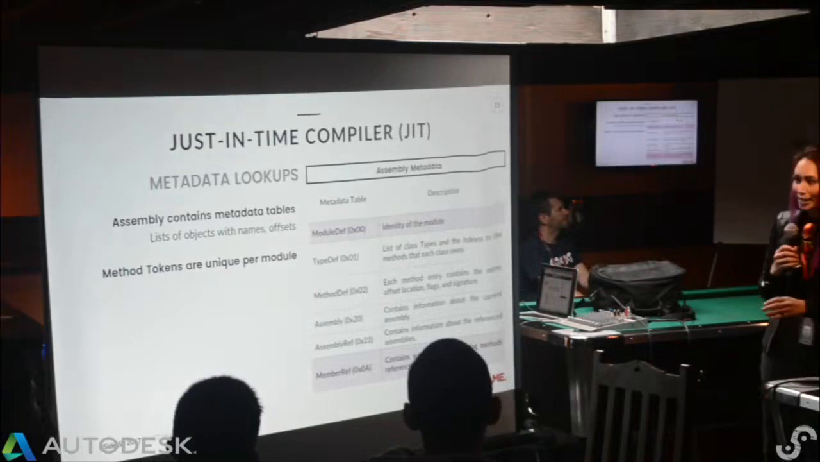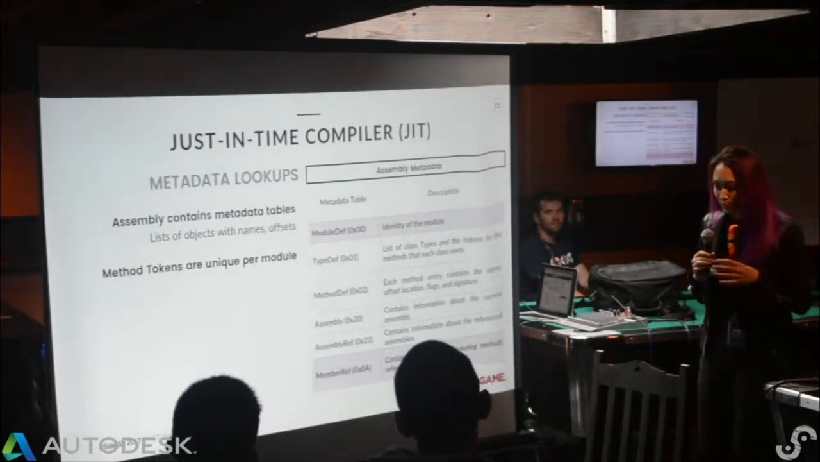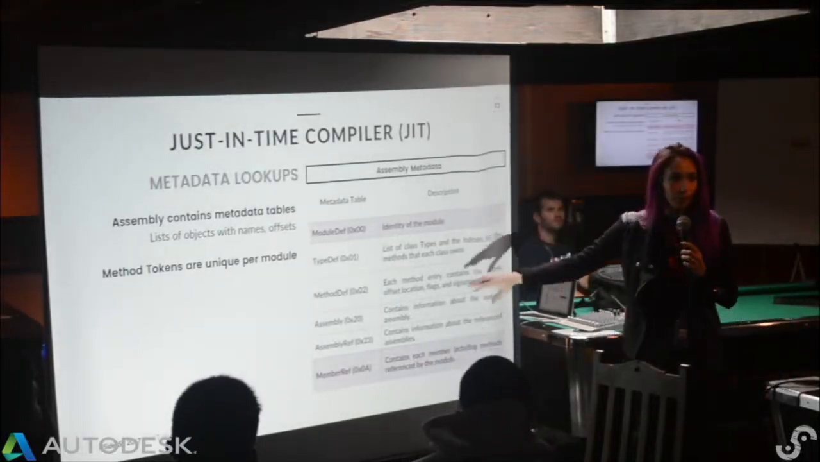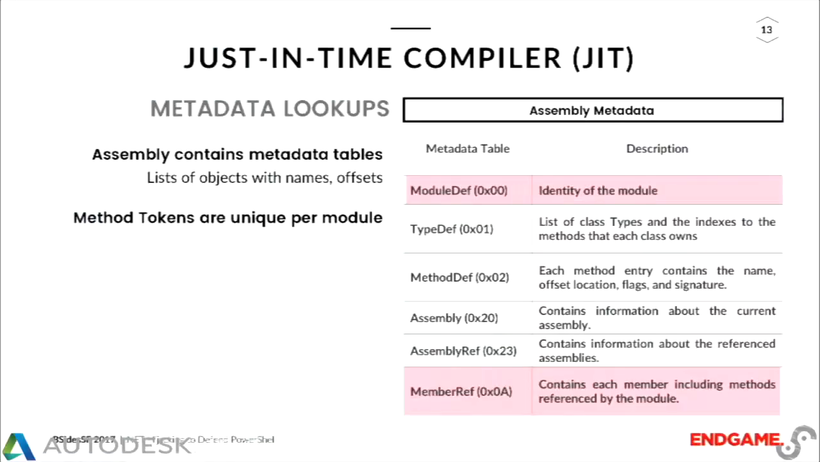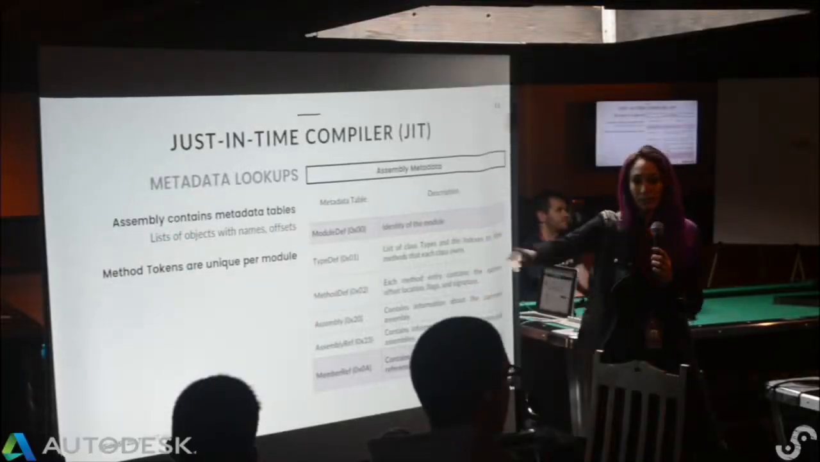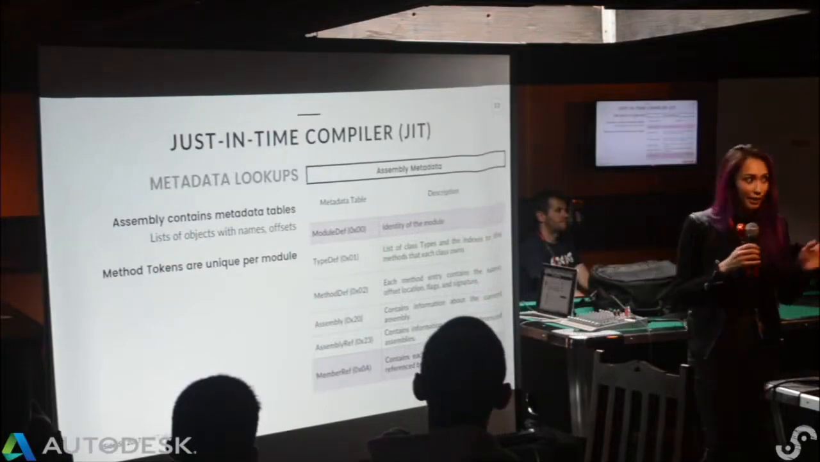So when I say looking up that information, I mean these different tables. In the beginning of an assembly file, a DLL, or an exe, it'll have this information. The only ones we care about are module def and member ref. Keep in mind that these have the names, location, offset locations, or the tokens, as I say on the side here, of where everything is.